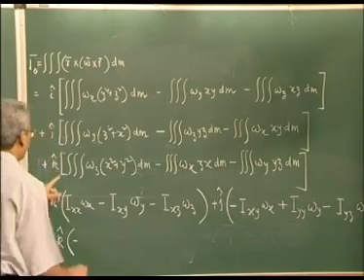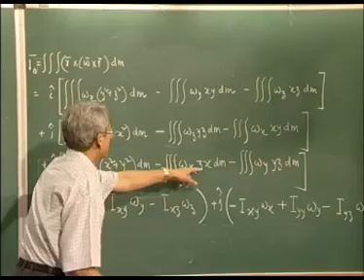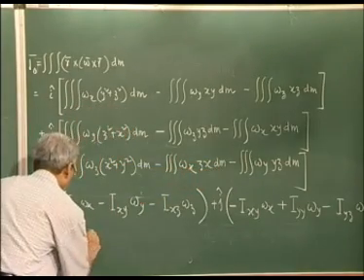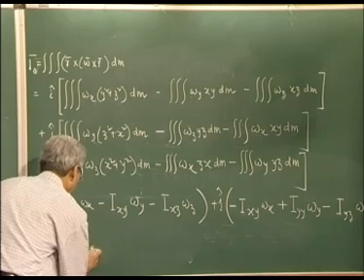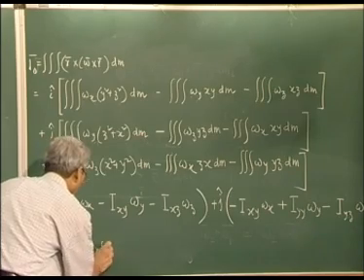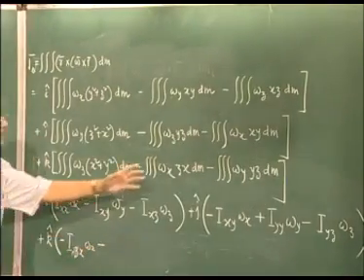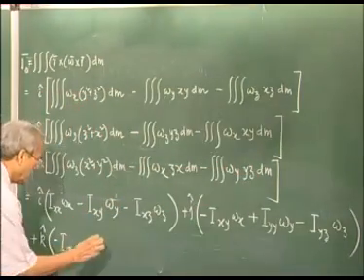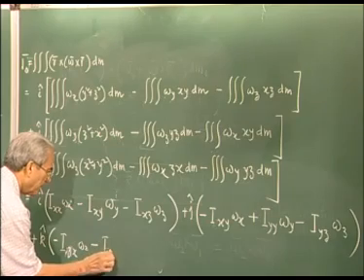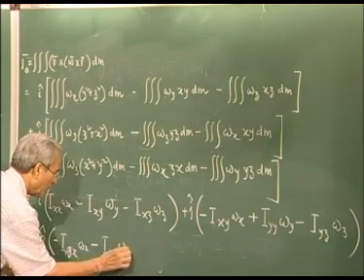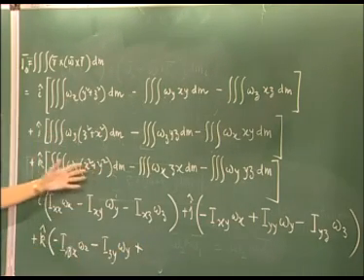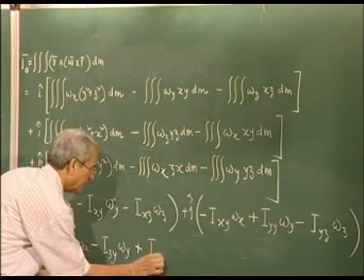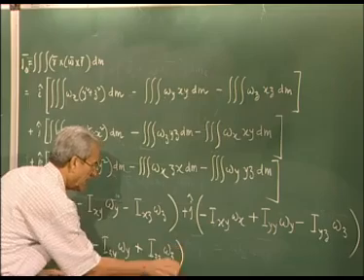is minus, this integration is nothing but I xz or zx omega x, this term is nothing but I zy omega y, and this term is nothing but the moment of inertia about the z axis I zz omega z.